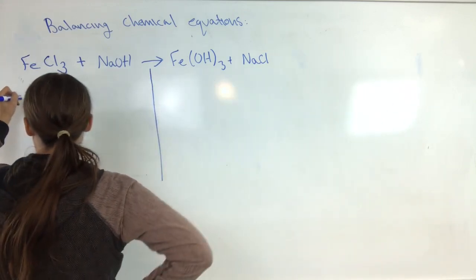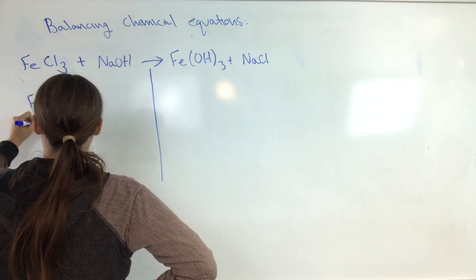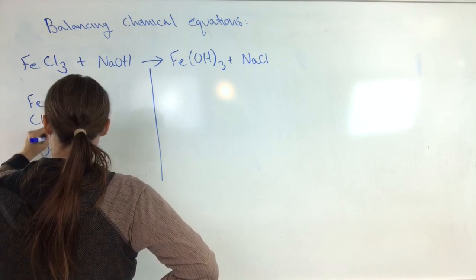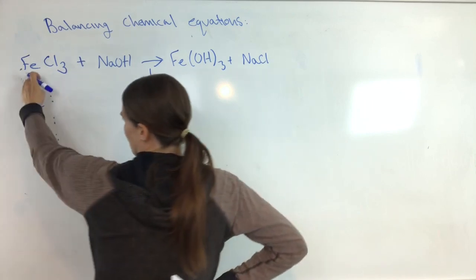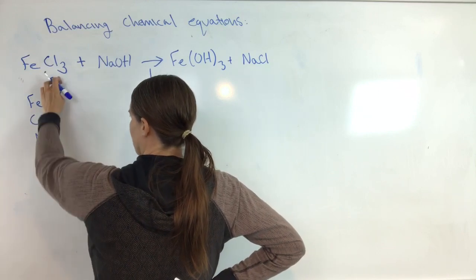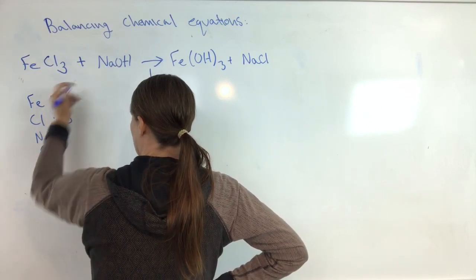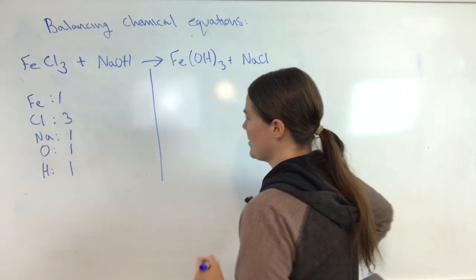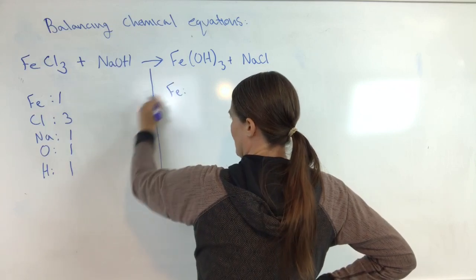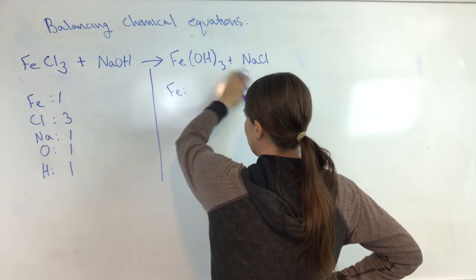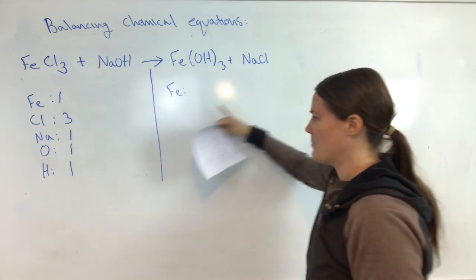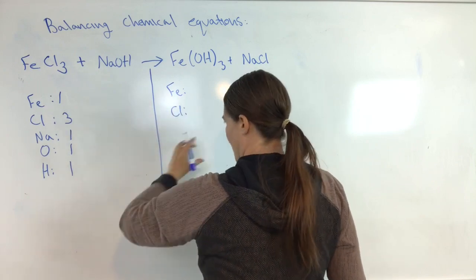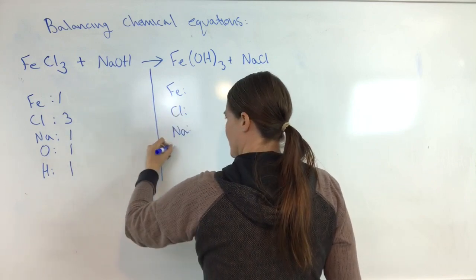So on this side we have iron, chlorine, sodium, oxygen, and hydrogen. So we have 1 iron, 3 chlorines, 1 sodium, 1 oxygen, and 1 hydrogen. Now coming over here, I'm going to list what I have on this side, and I have the same things on this side, but they're in a different order, but I'm going to list them in the order that they're on this side so it's easier to compare across what I have.